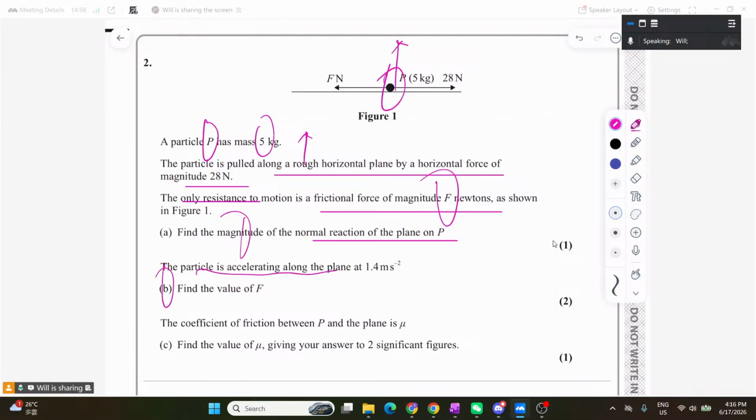For question B, the particle is accelerating along the plane. The acceleration is 1.4 meters per second squared. To find the value F, which formula do we use? Yes: ma equals 28 minus F, where F is mu times 5g.